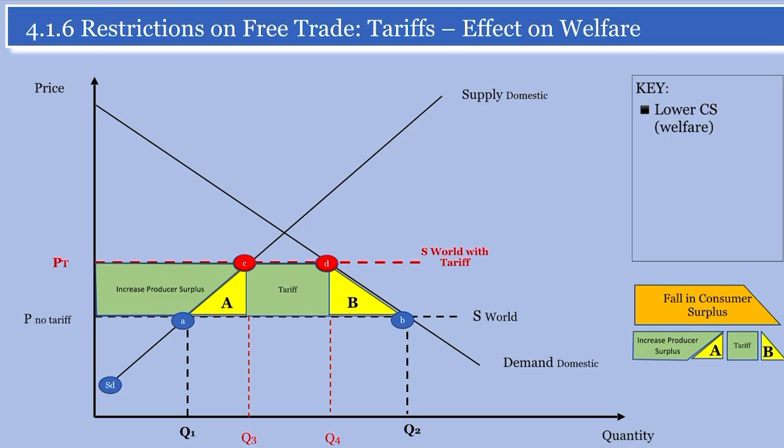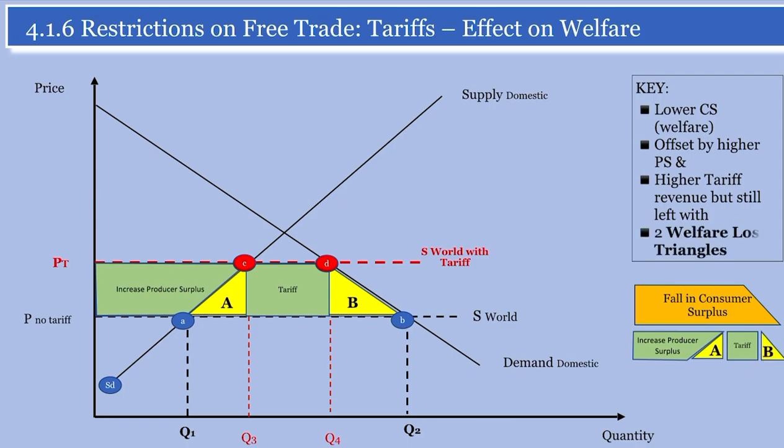So overall, there's a loss of consumer surplus, a loss of welfare by the whole area here. That's offset by higher producer surplus. So that bit there is just transferred within the economy. Higher tariff revenue, so that bit there has been just a transfer. But you're still left with these two, what we call welfare loss triangles. And they're really important that you are able to demonstrate that effect in the exam, that the welfare of the economy, when you put a tariff on, does go down.